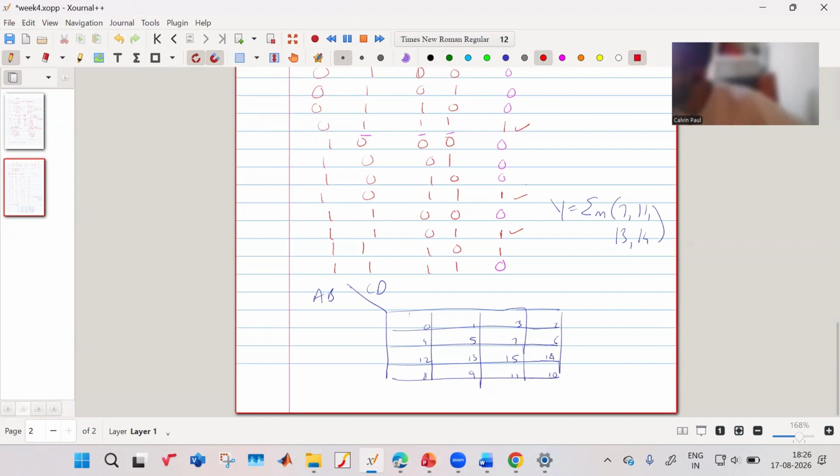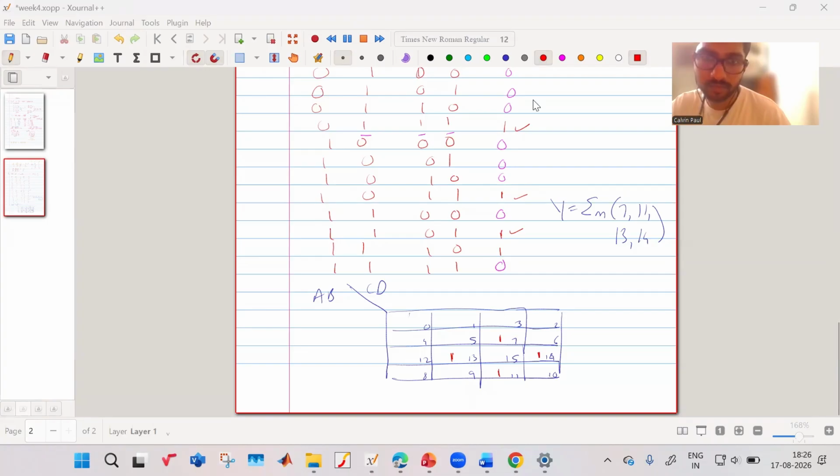So what do we have in our case? We have a 1 for 7, then for 11, for 13, and for 14. So can you do any sort of reduction of this? Can you do any groupings for such a K-map? No. Yeah, you cannot do any groupings for such a K-map.